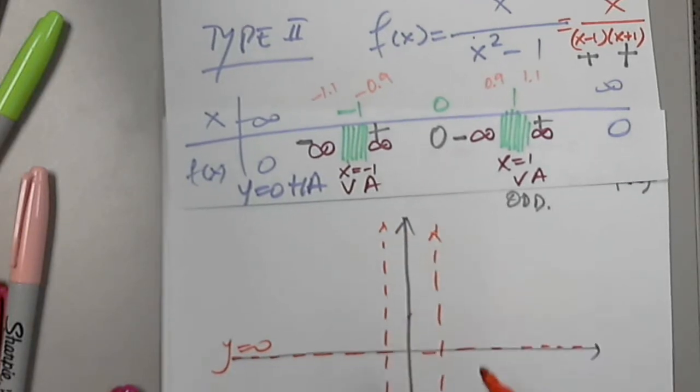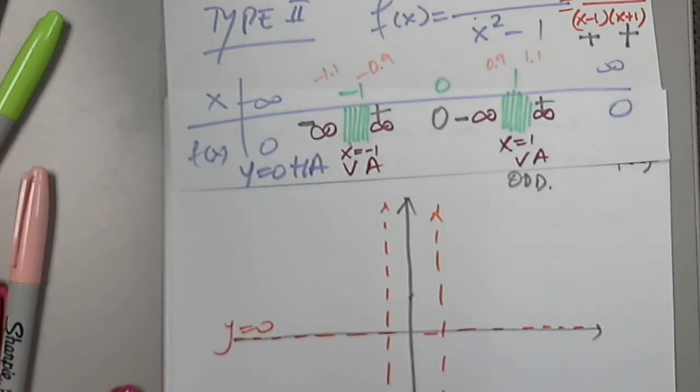X equals 1 and x equals negative 1. I want to write a note before we continue. Here's the question. Can a function cross a vertical asymptote? No, ever. It's undefined. Right. Can a function cross a horizontal asymptote? Yes. Why? Let me explain why.